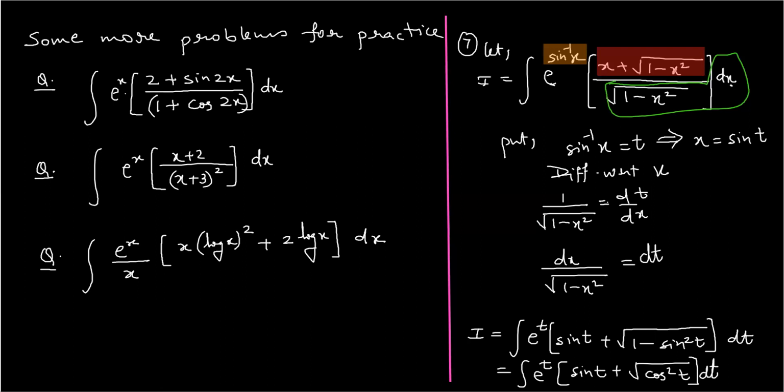So the next step I get is, therefore I equals integral of e raised to t into sine t plus cos t, and dt. Now I have e raised to t, f of t and f dash t.